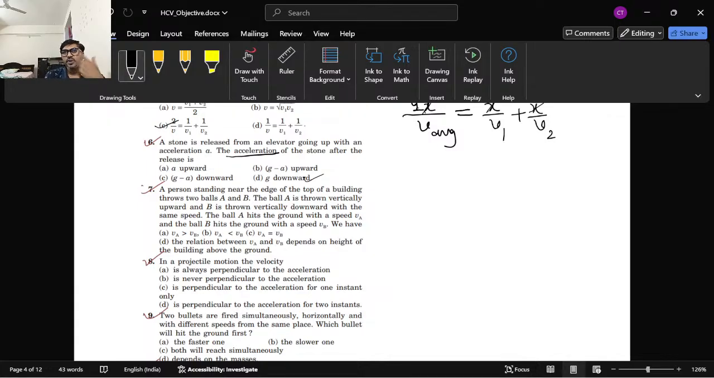The same question if I change it a little bit. Suppose the observer is in the elevator. With respect to the elevator, if they say, then you need to apply pseudo force. So what will be the pseudo force? Elevator is up, pseudo force will be downward. Then g plus a would be the acceleration with respect to the elevator. But with respect to ground, g only. Anyway, now the sixth question is over.